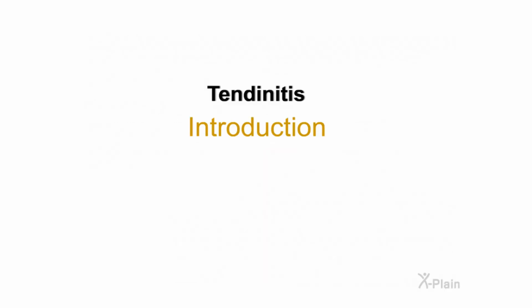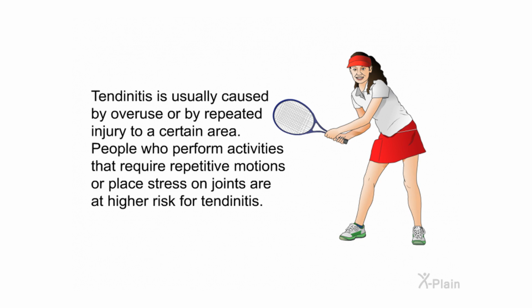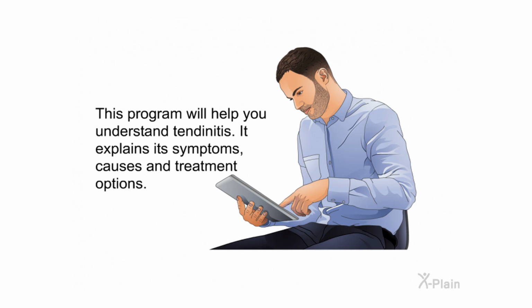Tendinitis. Introduction. Tendinitis is a common condition that causes swelling around muscles and bones. It happens most often in the shoulders, elbows, knees, hips, heels, or wrists. Tendinitis is usually caused by overuse or by repeated injury to a certain area. People who perform activities that require repetitive motions or place stress on joints are at higher risk for tendinitis.